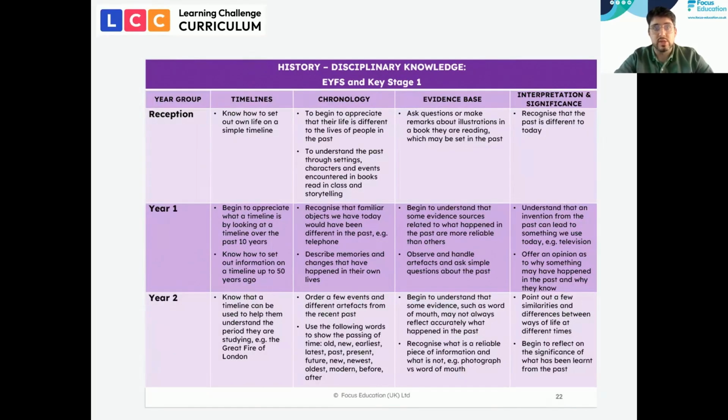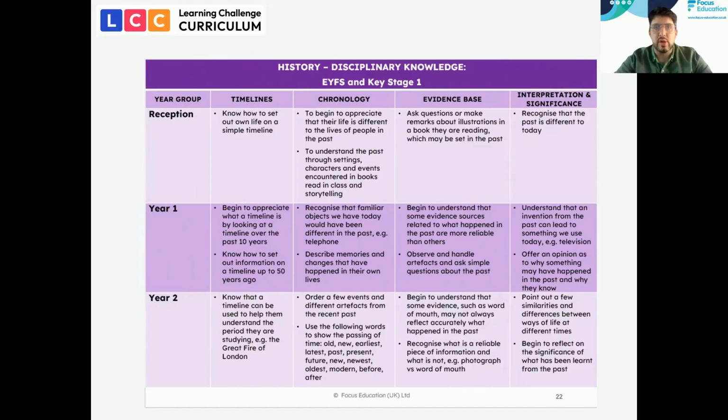What we've then also done alongside this is developed a disciplinary knowledge progression. So for each year group, you can see very clearly the expectations under the different areas of, in this example, history. So we've got timelines, chronology, evidence-based interpretation, and significance as our 4 key areas for history. But for each year group, all the way up to year 6, you can see the kind of historical knowledge that you want the children to develop across the year.